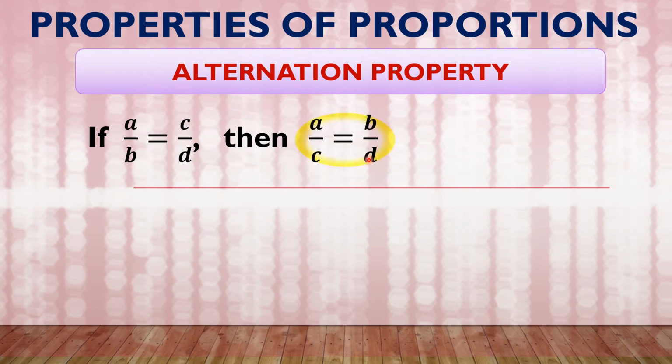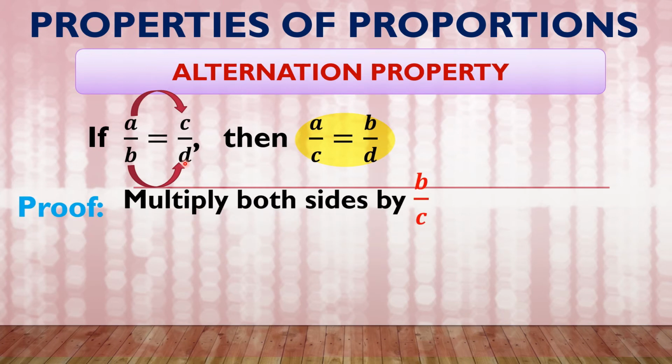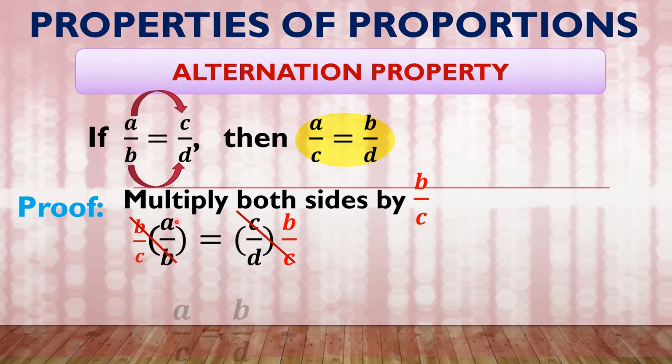So, let's prove. So, yun nga, no? So, ang A over C is just B over D. Yun ang ating pattern. Now, proof. So, multiply both sides of the equation by B over C. So, ito na nga, no? So, sa kaliwa, na-cancel si B, at sa kanan naman, na-cancel naman si C. So, ang naiwan na lang is A over C is equal to B over D. So, makes sense. So, na-prove natin.